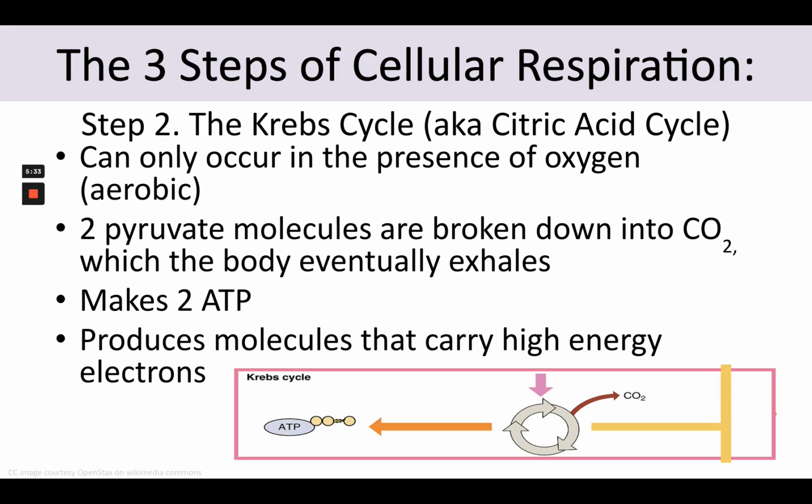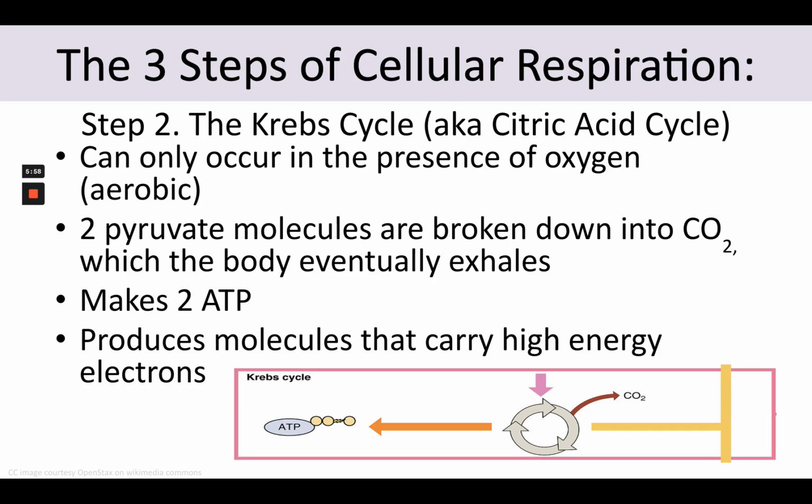From the Krebs cycle, we take the two pyruvates that were created in glycolysis and we break them down into carbon dioxide, which eventually the body exhales as a waste product. The Krebs cycle then also makes 2 ATP, but really what it is important that it produces then are some high energy electrons that actually go into the third and final step of cellular respiration.